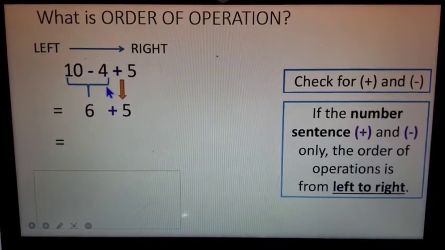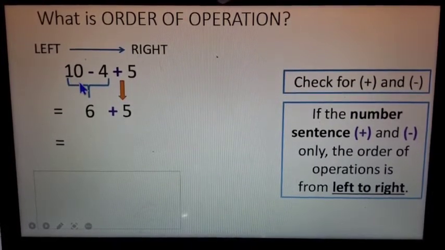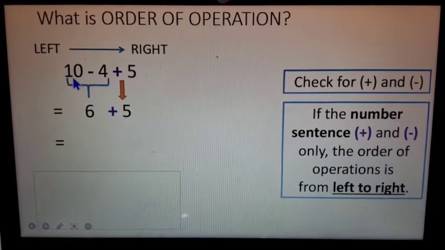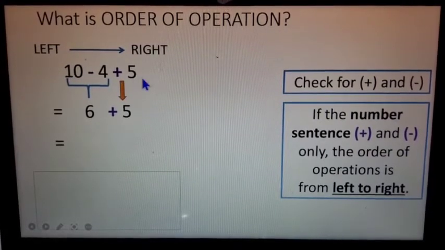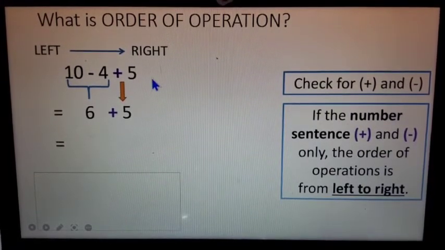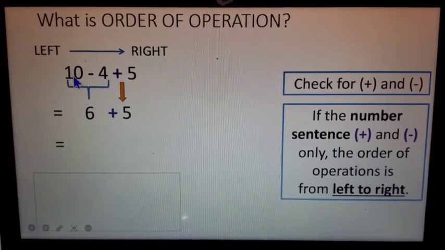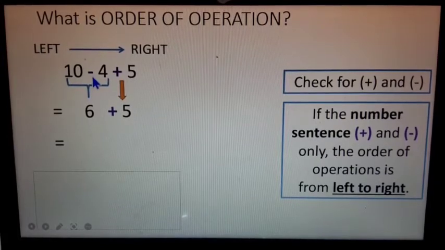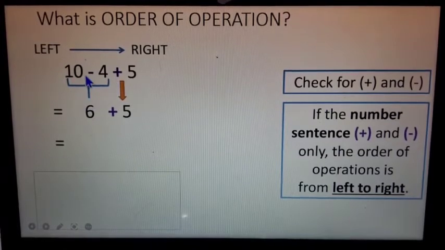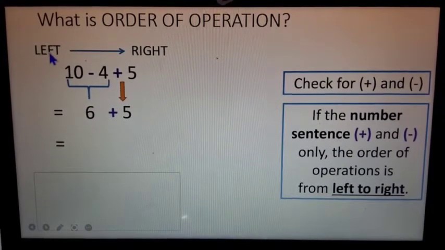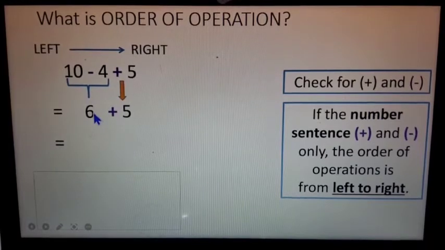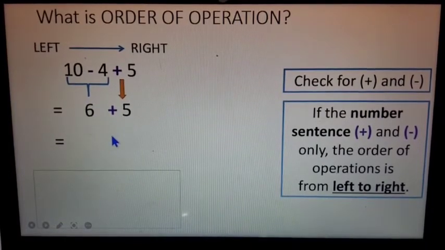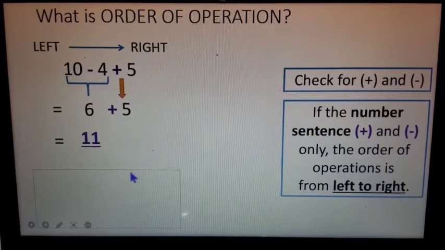Alright, and remember, once again I remind you, you cannot jump. For example, you cannot add 10 and 5 first. You cannot. Okay, that is wrong. Alright, we should follow from left to right. So subtract first and then plus. You cannot plus first then subtract. That is wrong. Okay, you should start from left to right. So again, 6 plus 5 equals, yes, 11.